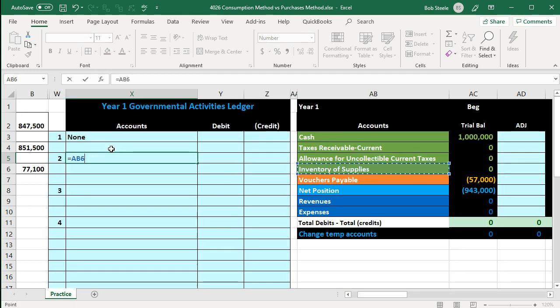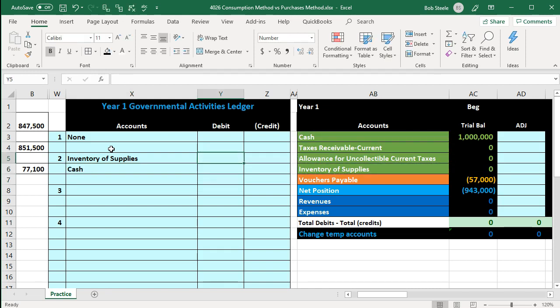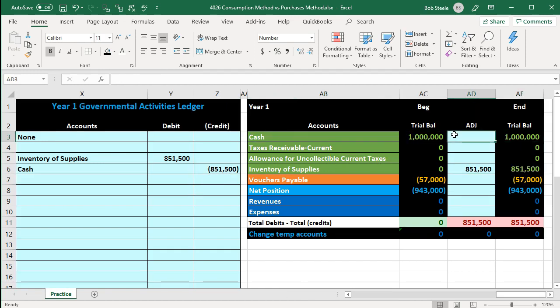So the supplies are going to be on the books, supplies inventory, and then we're going to say we paid cash for it, for the actual amount. And there's the debit, there's the credit. We're going to post this to supplies. So this is going to be in cell AD6 equals the debit. The other side is going to go to cash. So we're going to be cash in AD3 equals the credit. So there we have that.